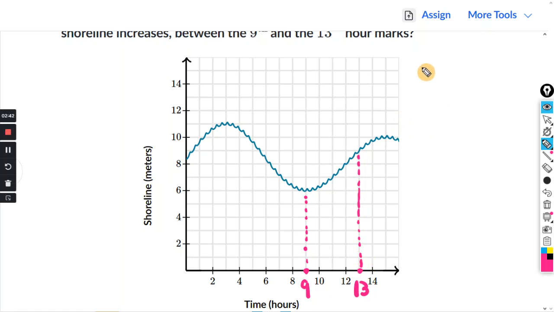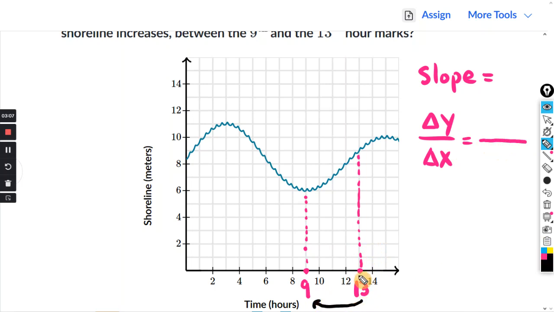All right, so we're looking to do slope. And that's going to be change in y divided by change in x. All right, change in x we have already. We'll just do 13 minus 9. So for change in x, that's just going to be 13 minus 9.